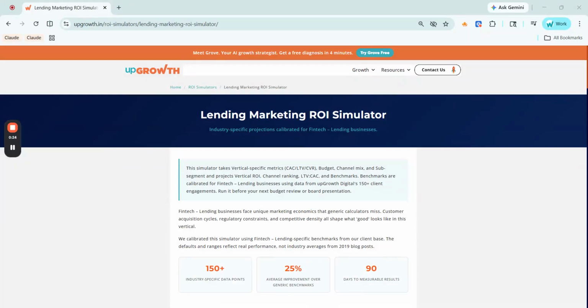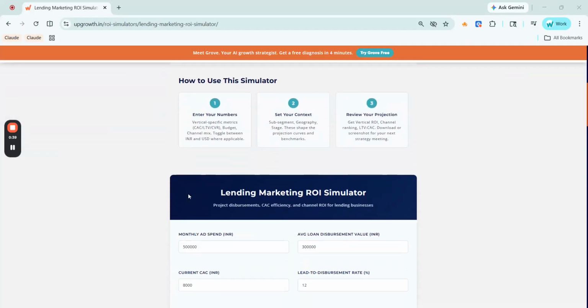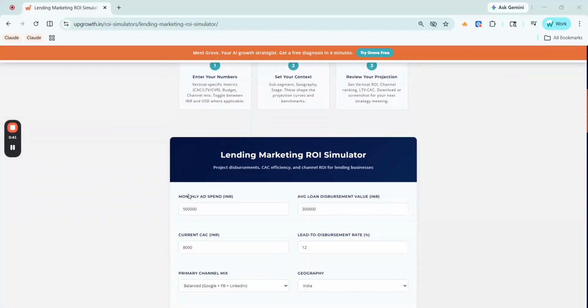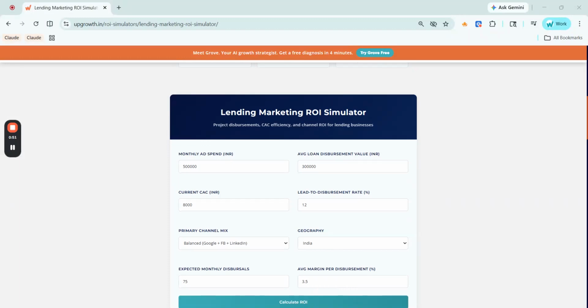This is a lending marketing ROI simulator by upGrowth. It is built specifically for lending businesses, NBFCs, digital lending platforms, and banks running performance marketing in India. You just have to enter your ad spend, loan value, conversion rate, and channel mix, and you get a full 12-month projection covering disbursement, margin income, cumulative revenue versus cost, a monthly conversion funnel, and a channel return on investment ranking. So let's quickly check with an example.